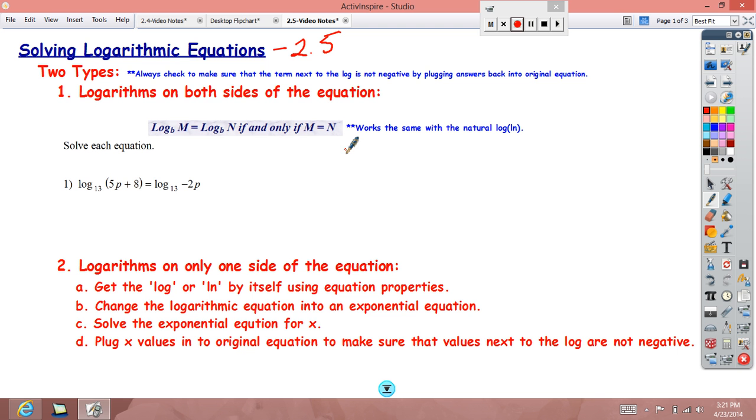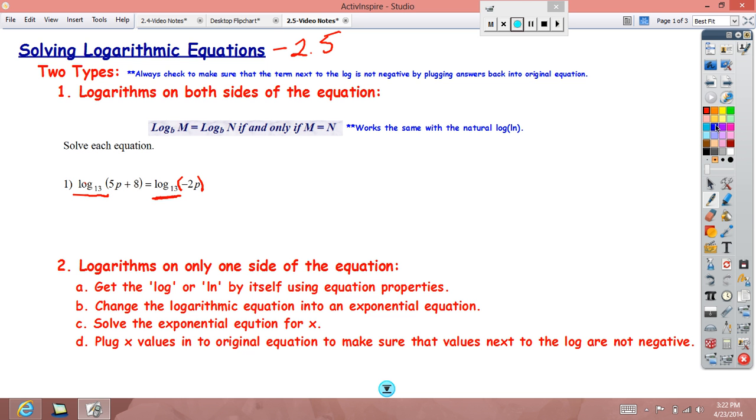So, for example, in my problem here, I have log base 13 of 5p plus 8 equals log base 13 of negative 2p. Sometimes I see you guys getting confused a little bit here. This negative 2p is together, like multiplied in parentheses. It's not a subtraction. And so my b in this equation is 13, they have the same log here.